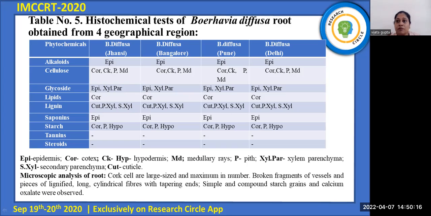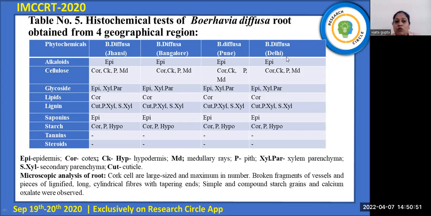But all the samples contain saponins, because the epidermis is there, and in starch, that is of the cortex, pith and hypodermis. So this is a histochemical test of Borreria diffusa. Here, Epi means epidermis, cork means cortex and cork, and next is hypodermis, MD means medullary rays, P is pith. Next is xylem parenchyma, primary xylem parenchyma, and secondary xylem parenchyma.